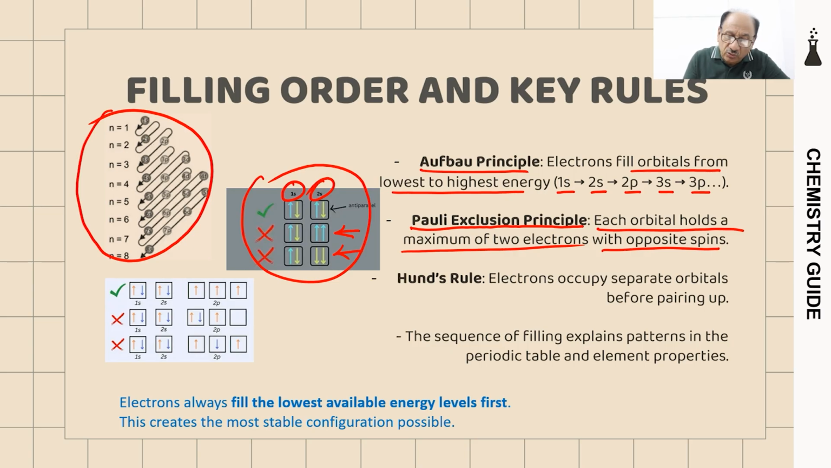Then the third one is Hund's rule: electrons occupy separate orbitals before pairing up. We can understand this with this diagram.